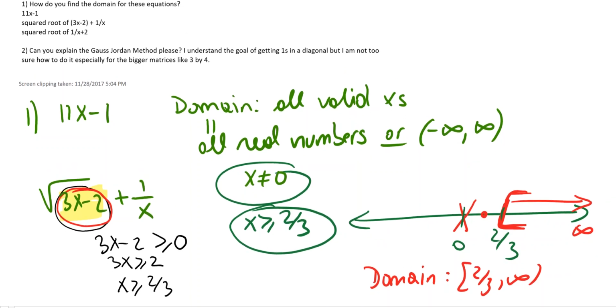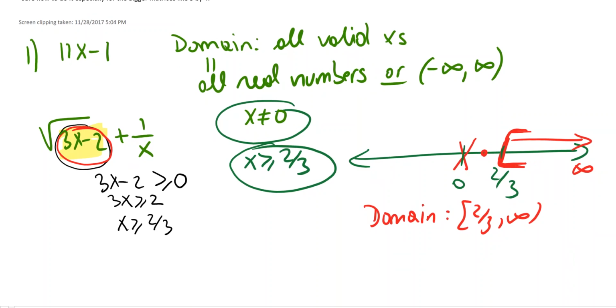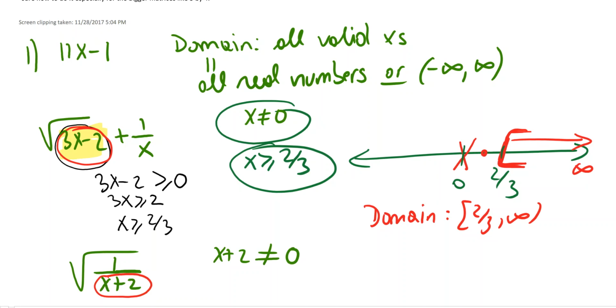And then square root of 1 over x plus 2. So if this is what you want, 1 over x plus 2. So basically, we have two rules in here. Since x plus 2 is a denominator, it can't be 0. So I must have that x plus 2 does not equal 0, because I cannot divide by 0. So that means that x cannot equal negative 2. So this is my first thing, x cannot equal negative 2.